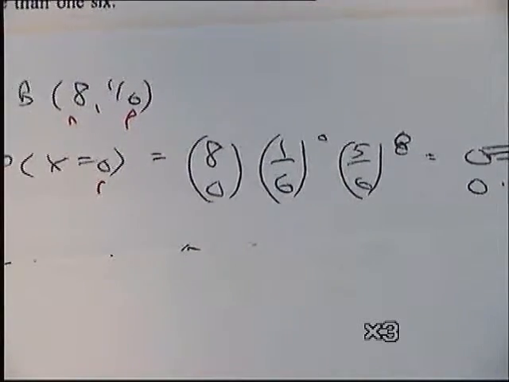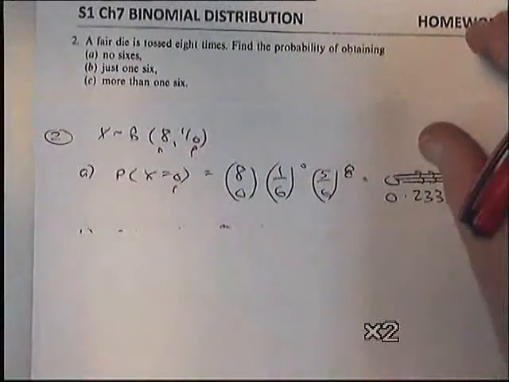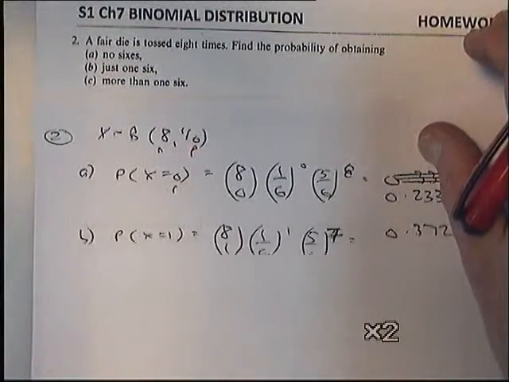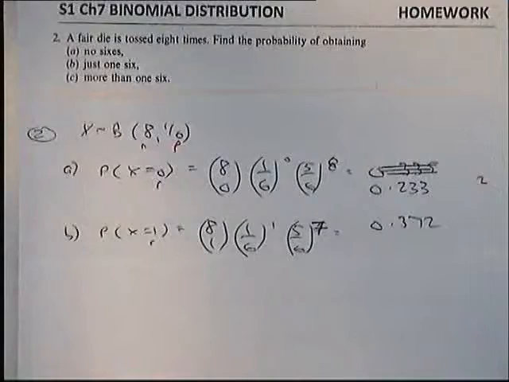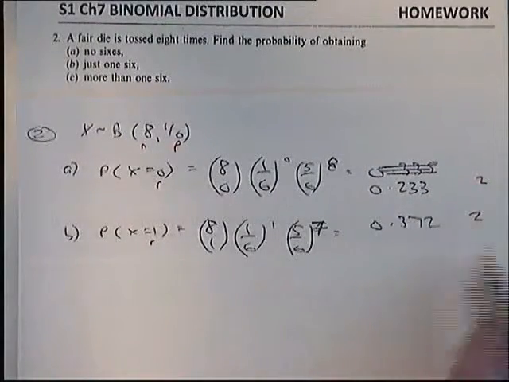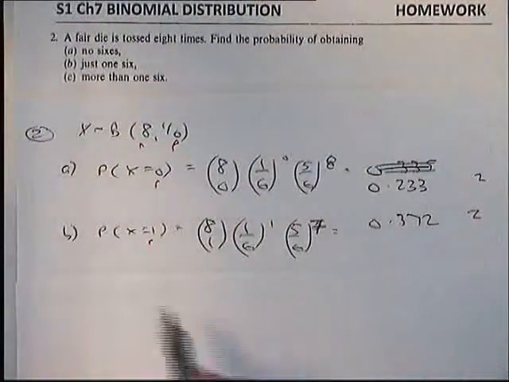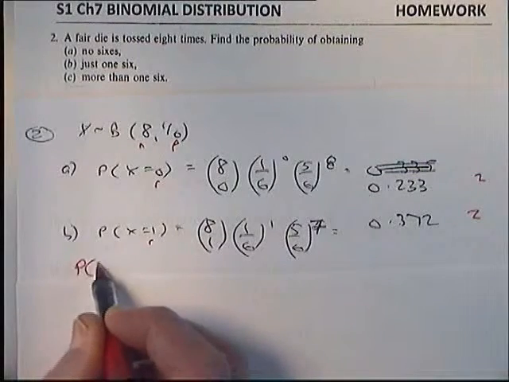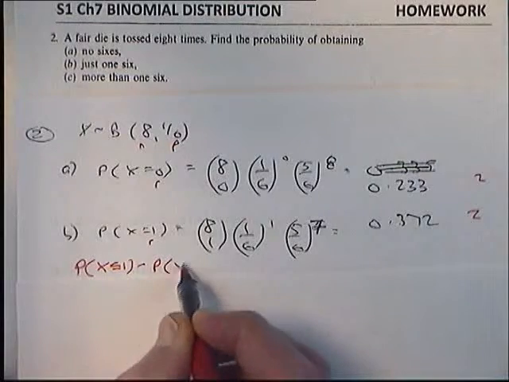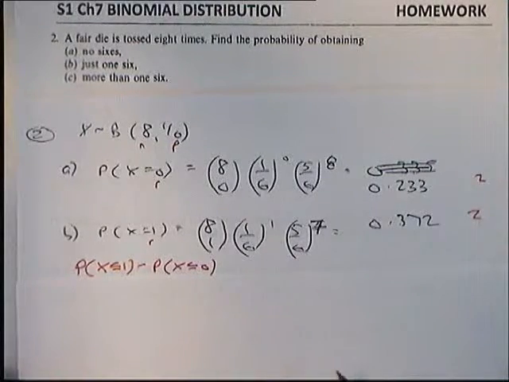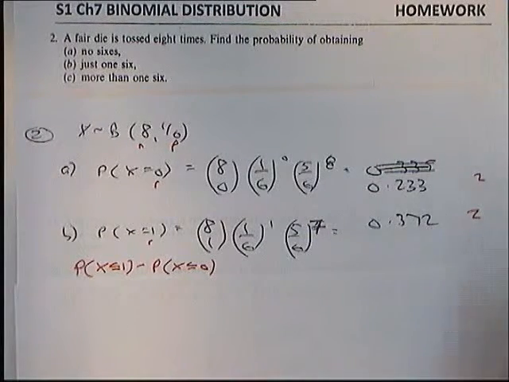Okay, part B was just 1/6, so we got the same n, the same p, but now we have r equals 1. Put it in the formula, get an answer out, 2 marks. If you're doing that one through tables, you'd have wanted to do the less than or equal to 1 number from the tables, take away the less than or equal to 0 number from the tables, because that gives you just 1. 2 marks for that one, whichever way you've done it.